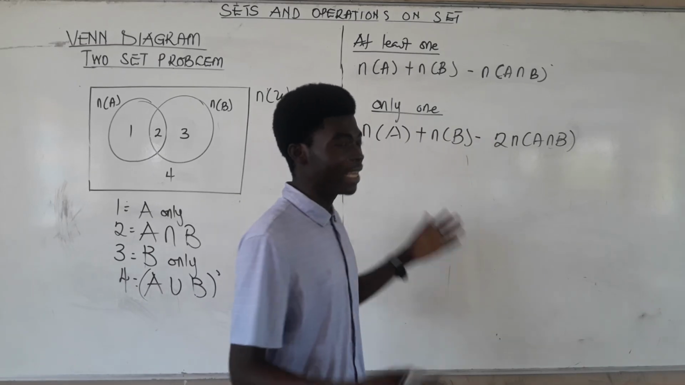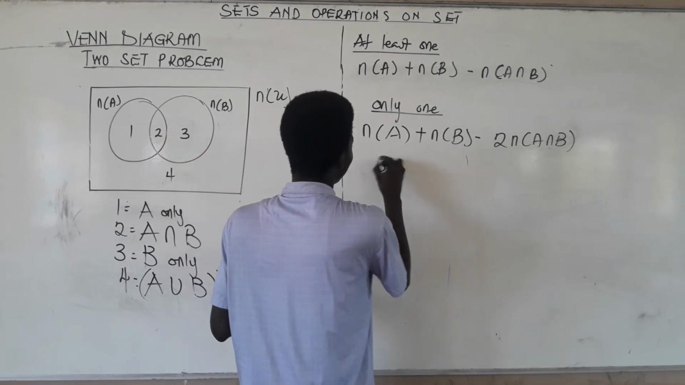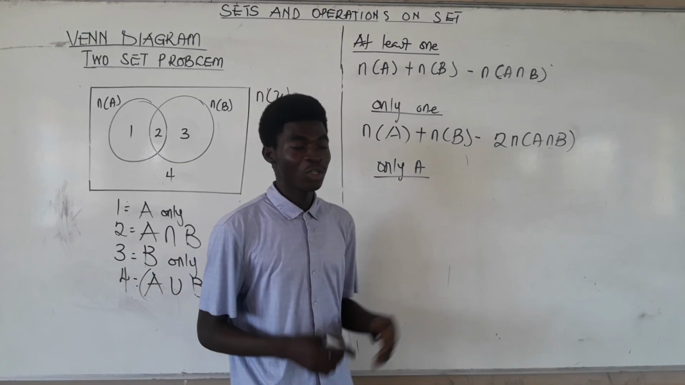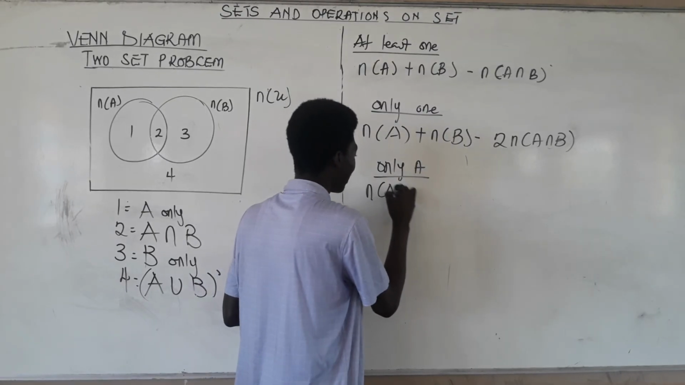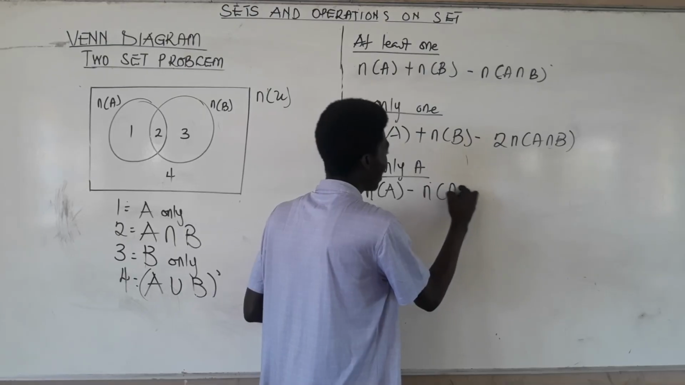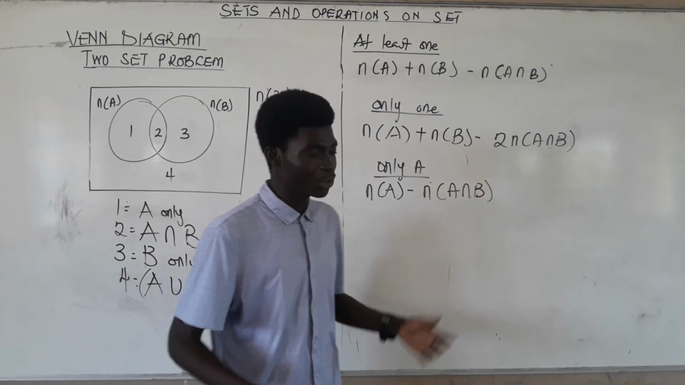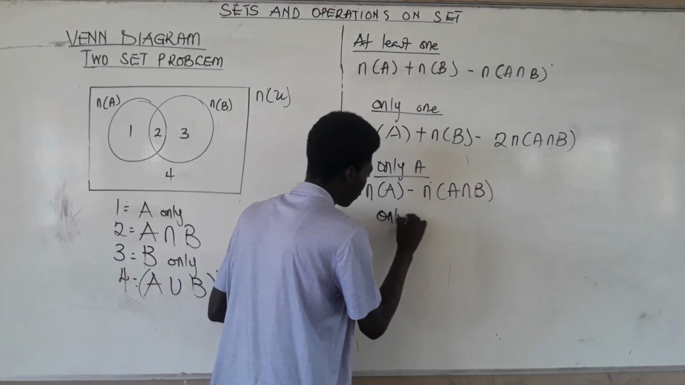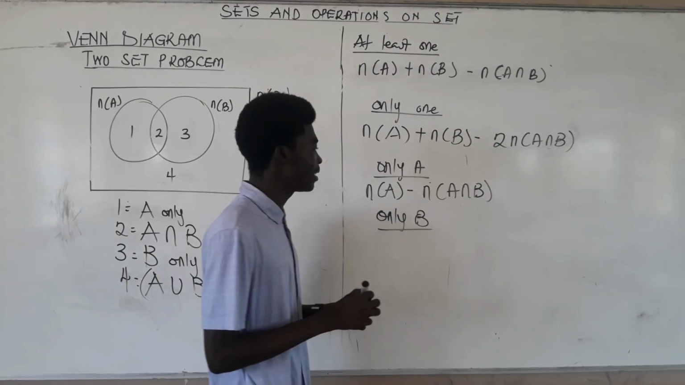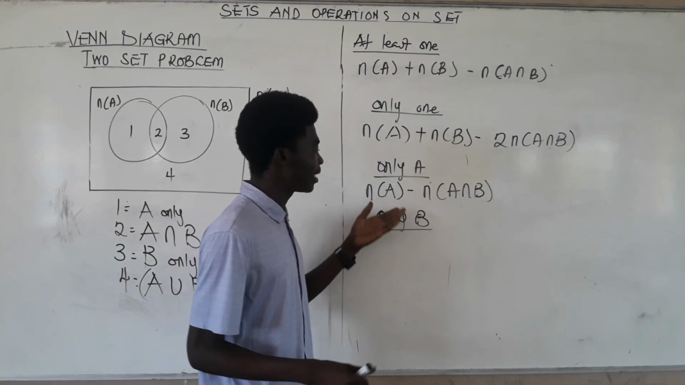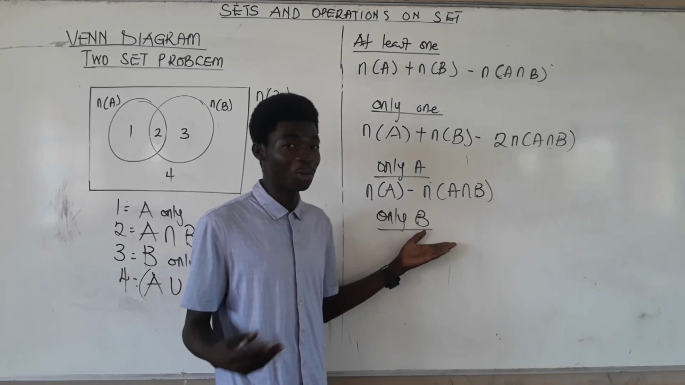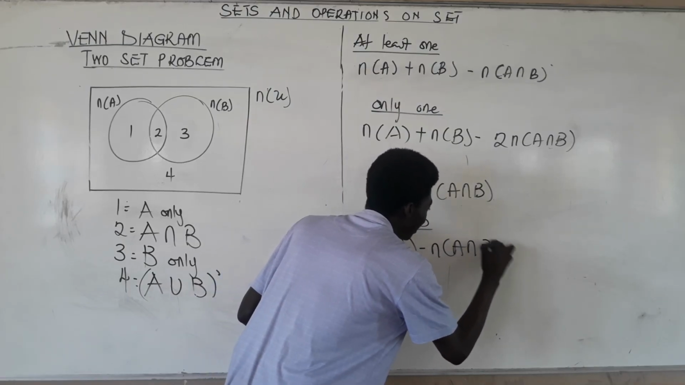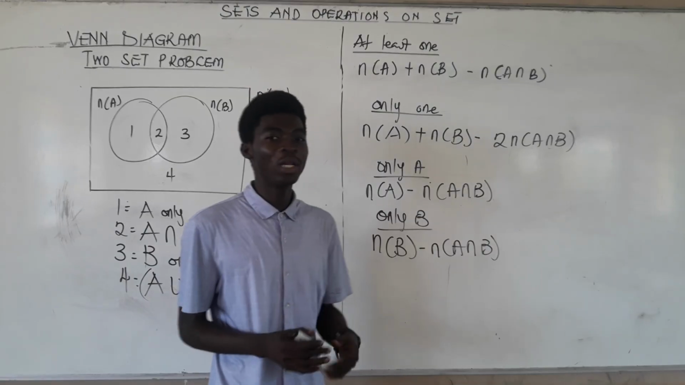Now let's look at only A. How do you solve for only A? Only A is going to be the number of A minus the number of A intersection B. And that is how to solve for only A. Now let's look at only B. Only B is solved the same way, but the number of A is going to change, because we are talking about B. So it's going to be the number of B minus the number of A intersection B. And that is how to solve for only B.